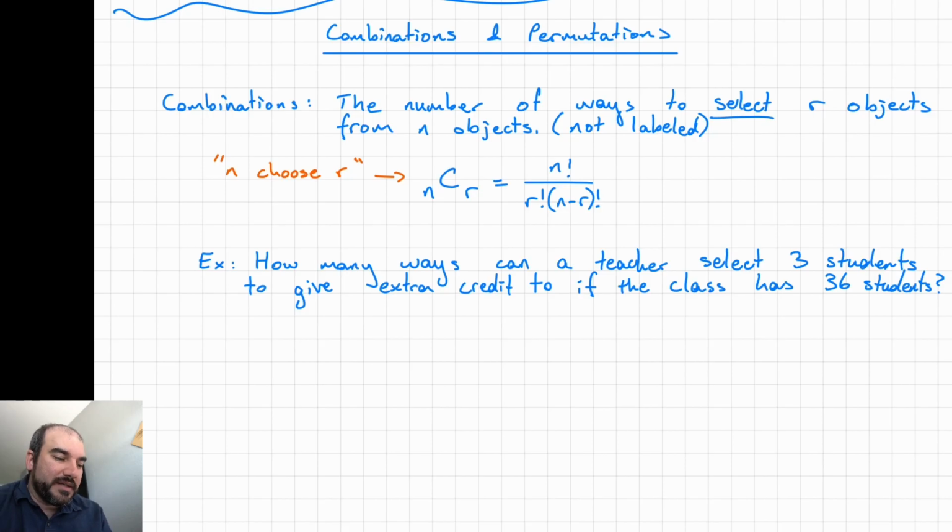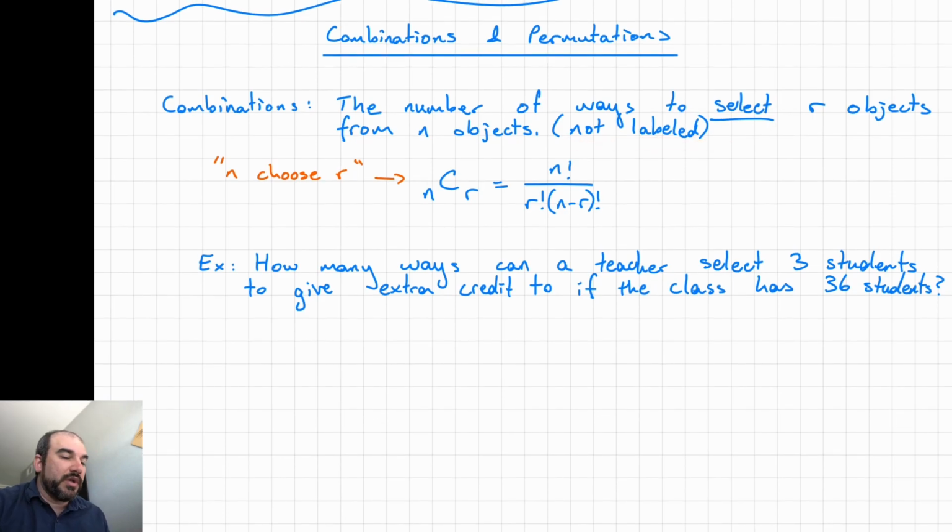But the important things to pay attention to are that the 3 students are not receiving different things. It's just a group of 3 students that receive extra credit, right? They're going to get the same amount of extra credit. When we're selecting these 3 students, there is no first student selected, second student selected, third student selected, because they're not getting anything different, right? We're just selecting a group of 3 students. And that's what we mean by not labeled. The 3 students are labeled the same way. You select the 3 students, and those 3 students get extra credit. There are no different labels for the 3 students.